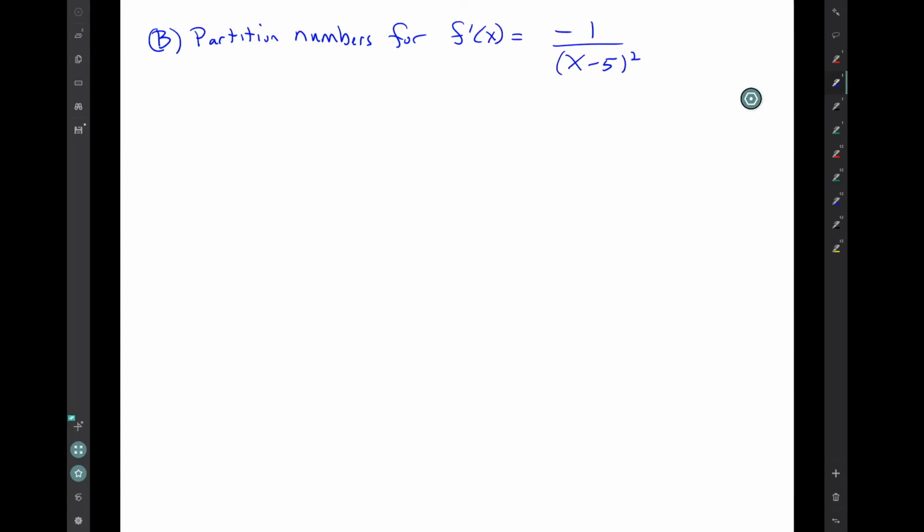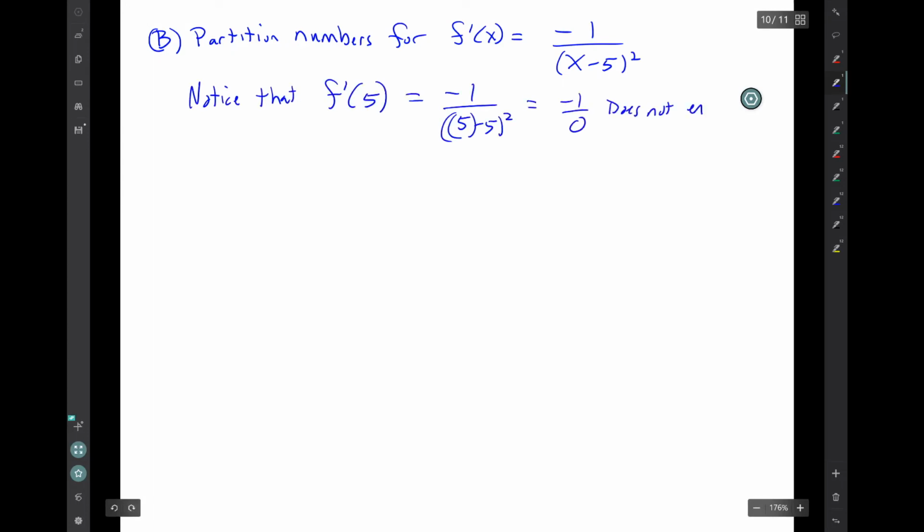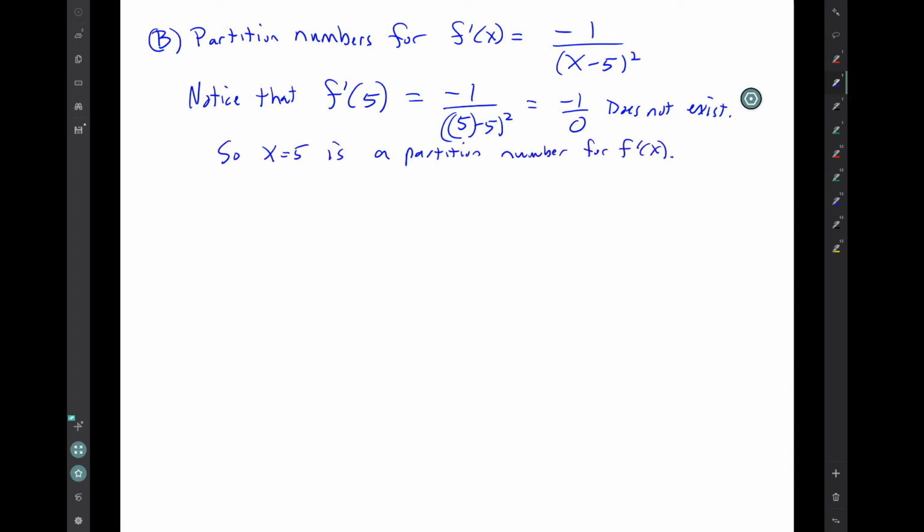Okay, the partition numbers, remember, are x values that cause f prime to be undefined or that cause f prime to be 0. Notice right away that there is one x value that causes f prime to be undefined. That would be x equals 5. So the question is now, are there any other partition numbers? That is, are there any x values that cause f prime of x to be 0?